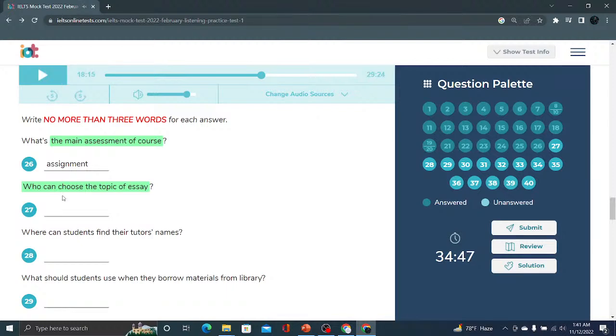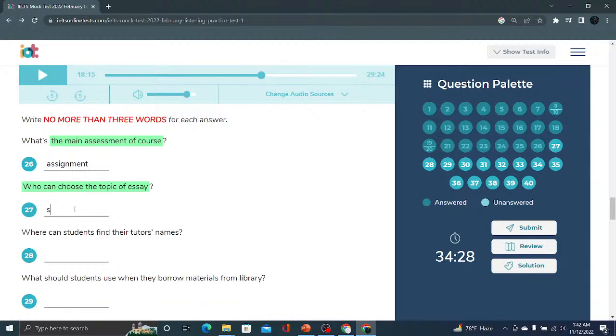So she was asking, can I choose the topic of essay by myself? So what do you think the answer is? And the lecturer was saying yes, of course. So that means the answer would be, what do you think the answer would be?